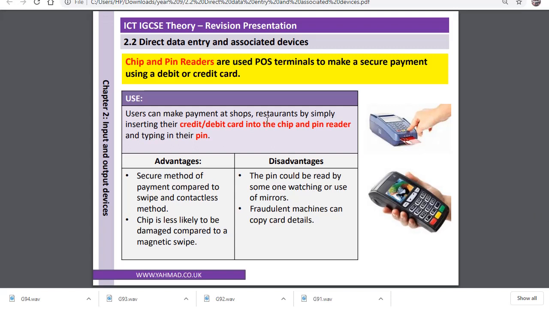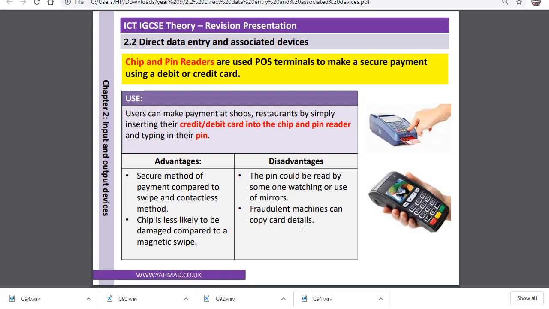Advantages of chip and pin readers: secure method of payment compared to swipe and contactless method. Chip and pin is less likely to be damaged compared to the magnetic swipe. Disadvantages: the pin could be read by someone watching or using a mirror, so your password could be taken by anyone who is watching or using a mirror. The second disadvantage is some machines can copy the card details.